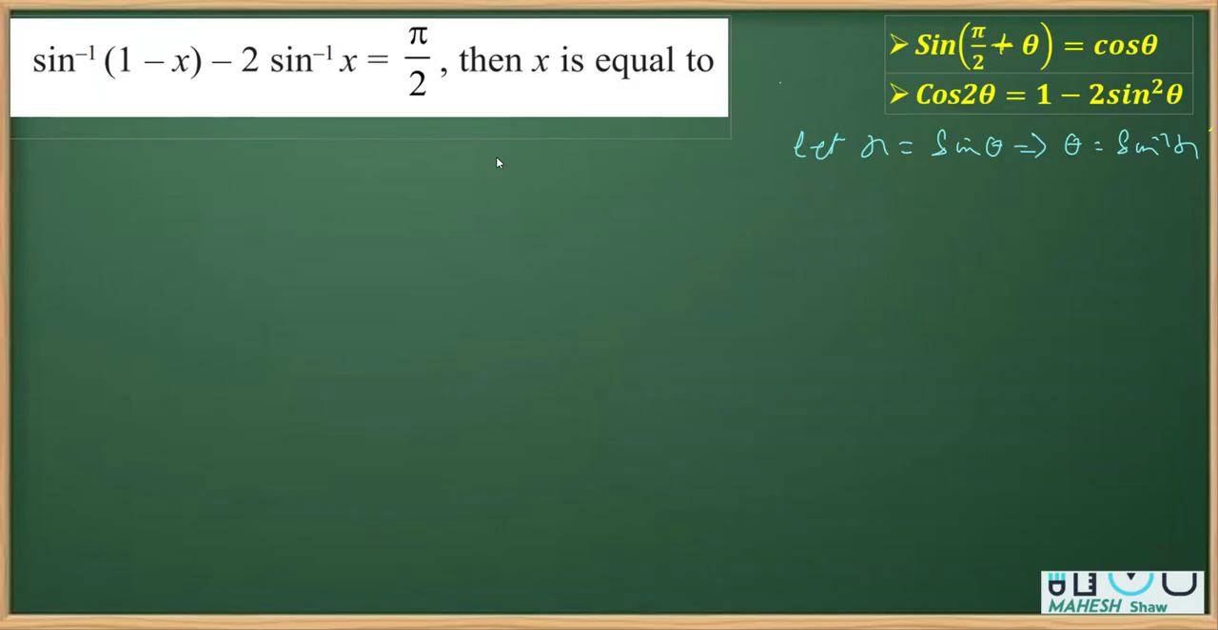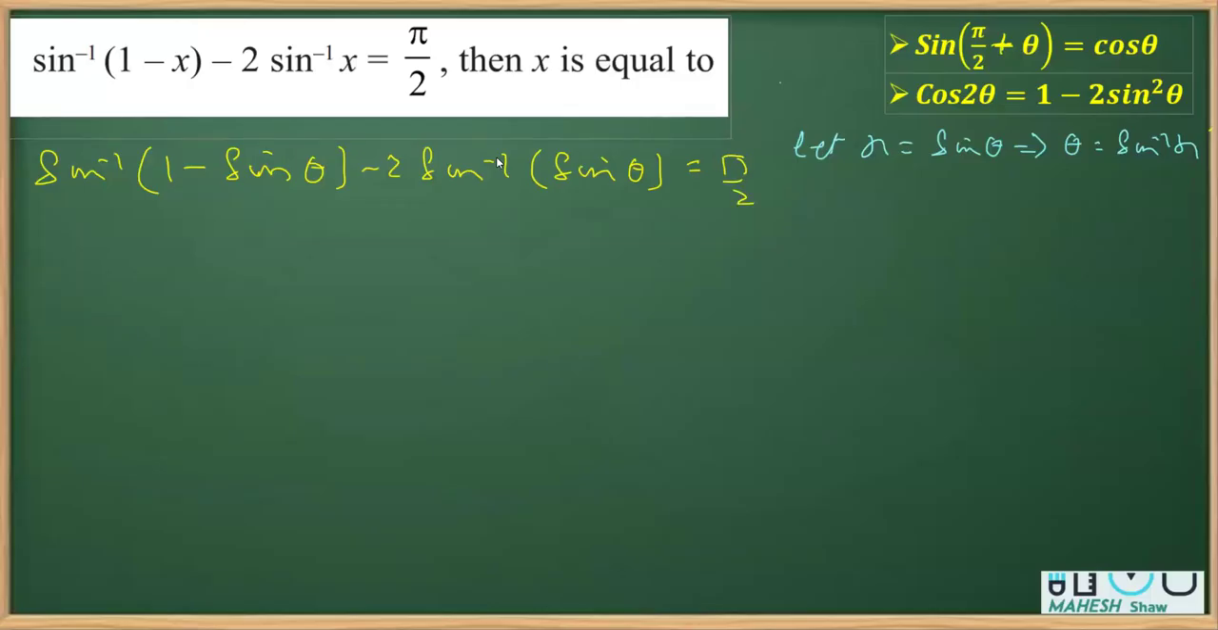I took x as sine theta. That implies theta is equal to sine inverse x. Then you see what happens if I replace this x. Wherever there is an x, I'm replacing x with sine theta. This is sine inverse (1 minus sine theta) minus 2 sine inverse x. So the x would be replaced with sine theta, and that is equal to pi by 2.